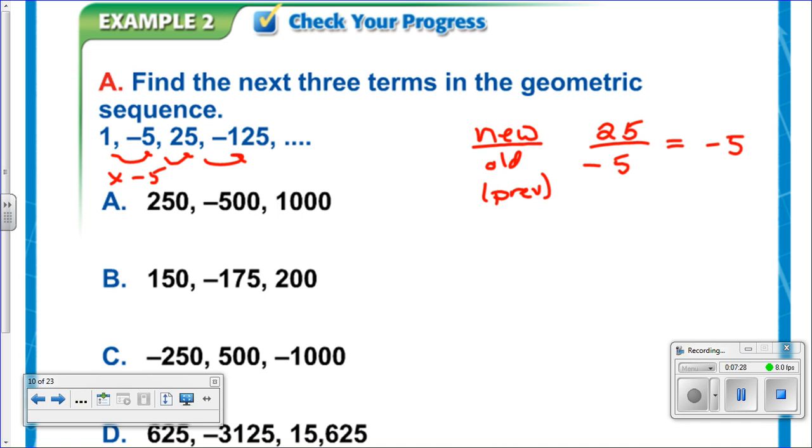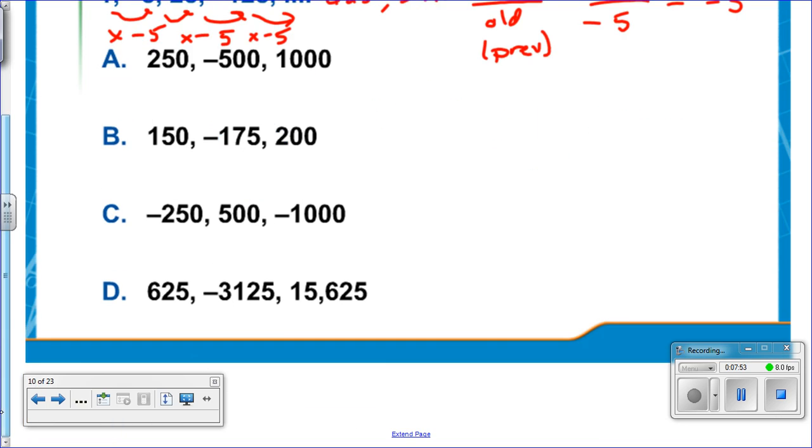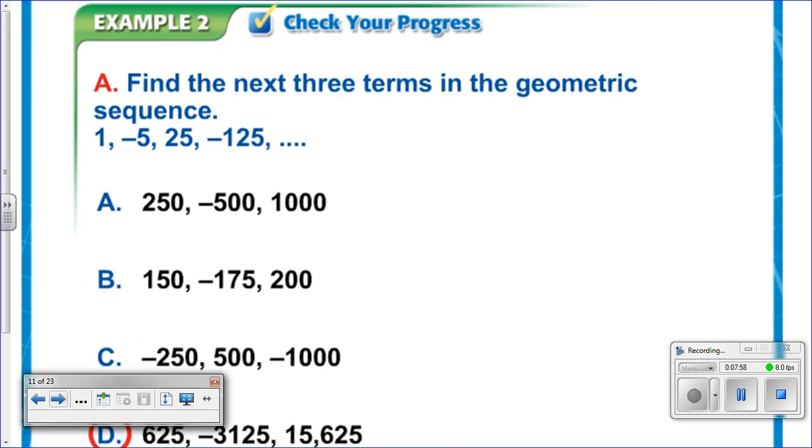Okay, so let's multiply -125 times -5, and let's see what we get. I'm going to get 625, so I'm going to multiply that by -5, and I'm not even looking at the choices right now. 3125. Now I can actually look at the choices because I have 2 outputs. It looks like D would be the correct answer there, and it is.